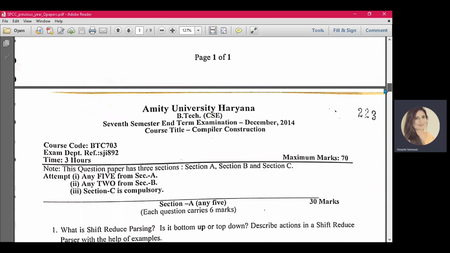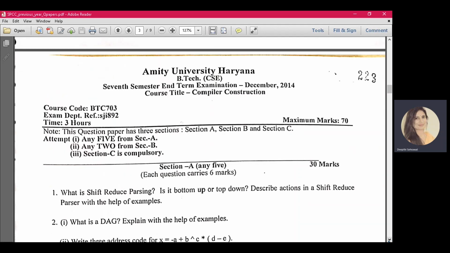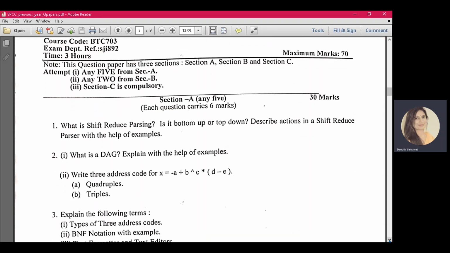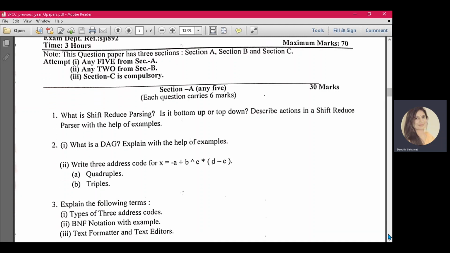So if I talk about section A, we have 6 questions. Each question is of 5 marks, out of which there is a choice. So you have to do 5 questions, total 30 marks. So let's discuss the questions one by one.